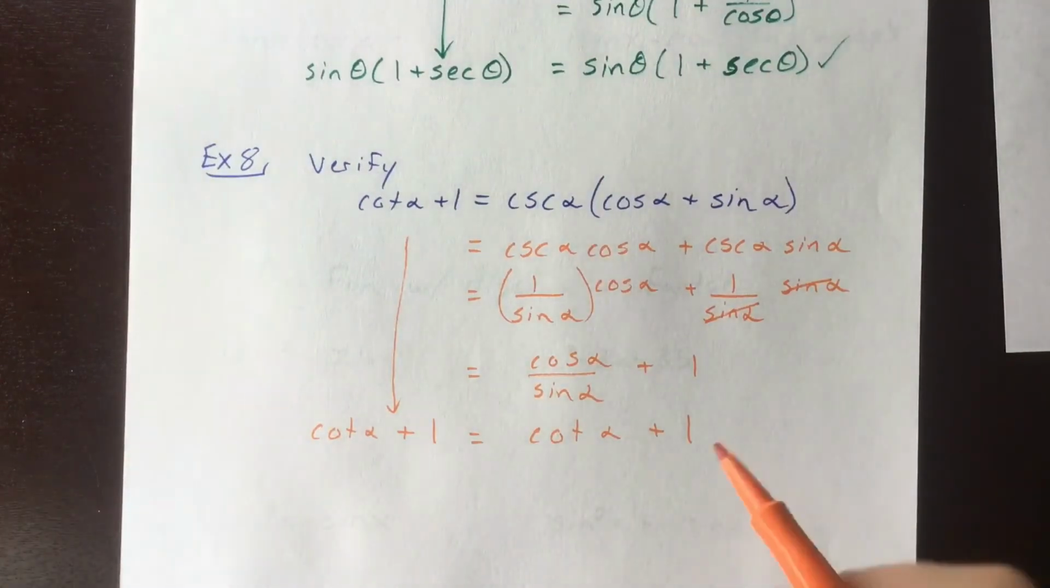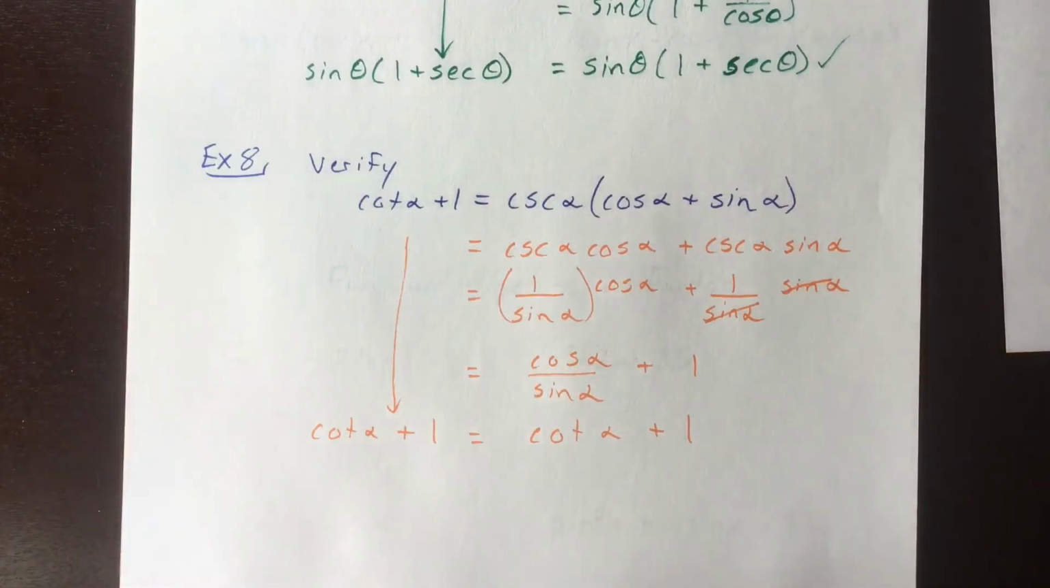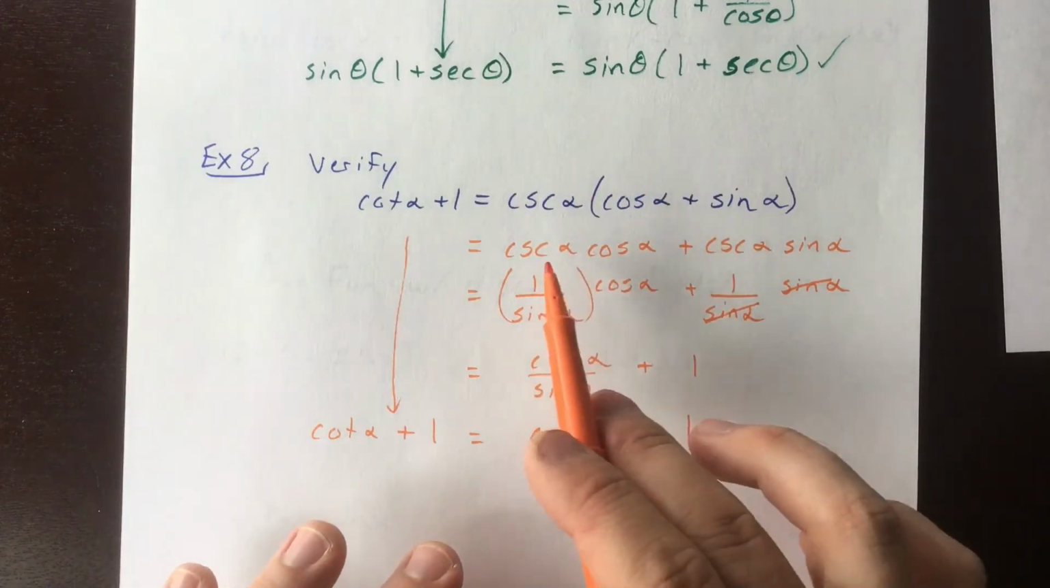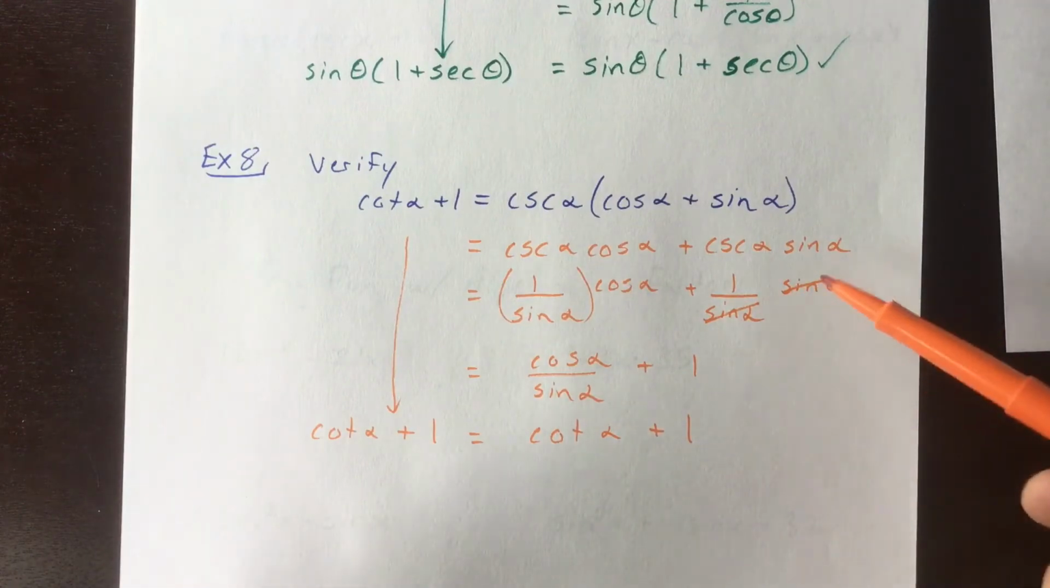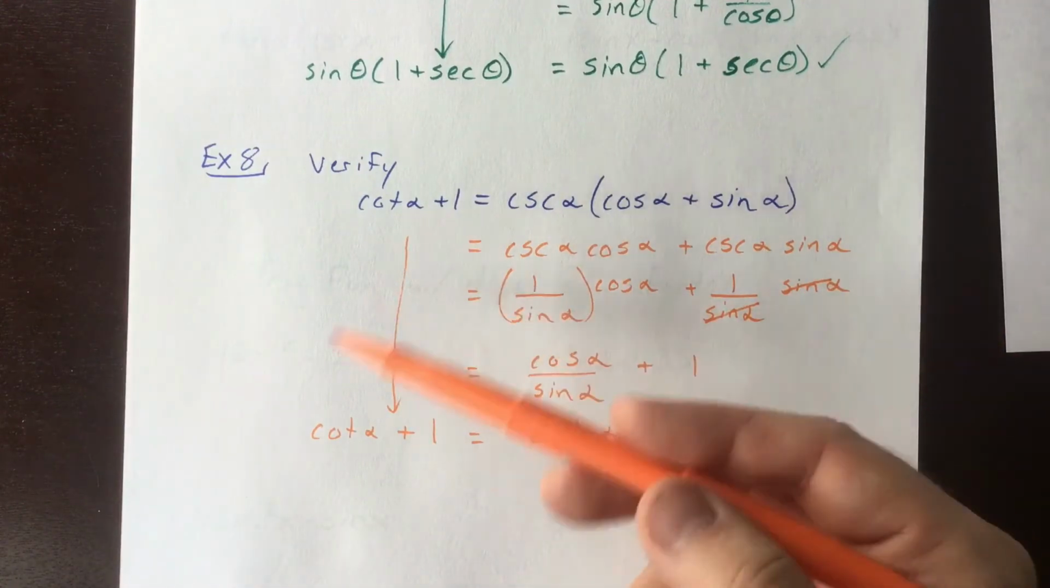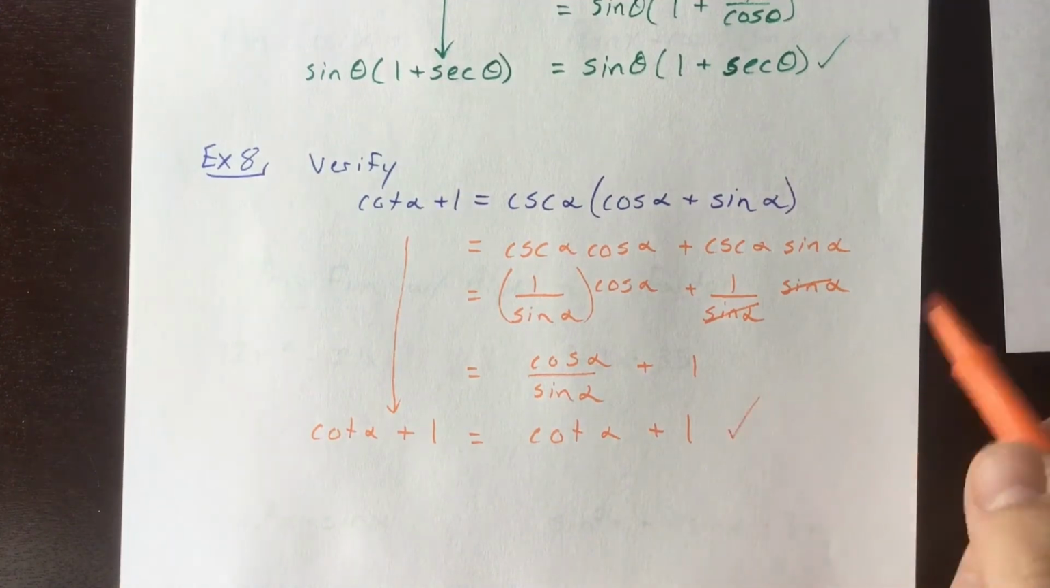Okay, so how'd you do? Looking at the steps here, we distributed, we rewrote cosecant as 1 over sine of alpha, and then we had some canceling and some simplifying, and we see that it is in fact verified.